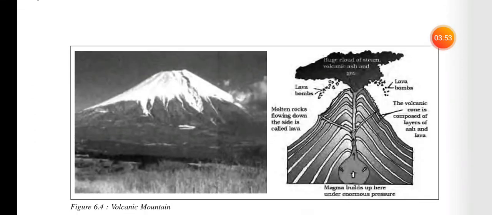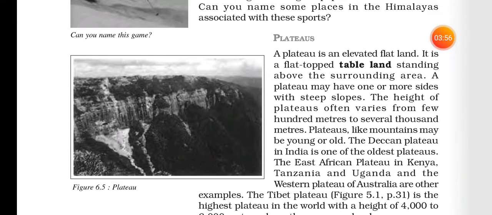The next important one is the plateau. A plateau is an elevated flatland, a flat-topped tableland. Like mountains, they may be young or old. The Deccan Plateau in India is one of the oldest plateaus. The East African Plateau in Kenya, Tanzania and Uganda, and the Western Plateau of Australia are other examples. The Tibetan Plateau is the highest plateau in the world, with a height of 4,000 to 6,000 meters above the mean sea level.